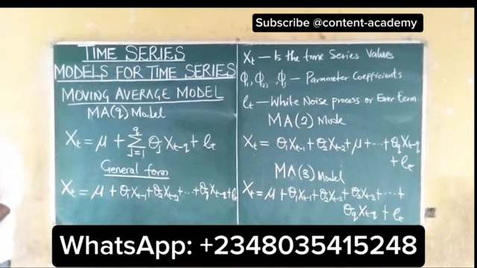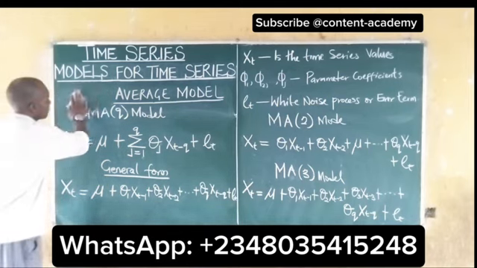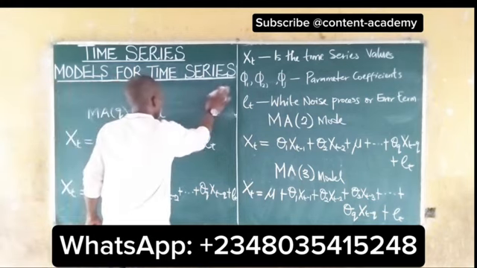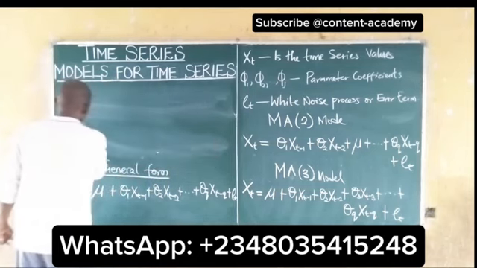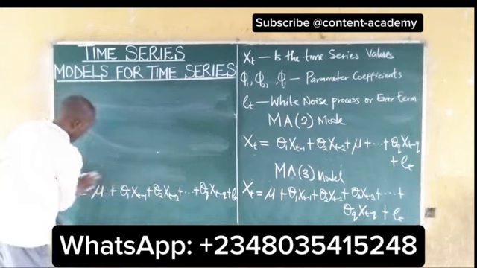The next, we move on to the mixed auto-regressive moving average model. It's just the combination of the two different types of model. The third one is the combination of the two models we have just written, and it is called the mixed auto-regressive moving average model.